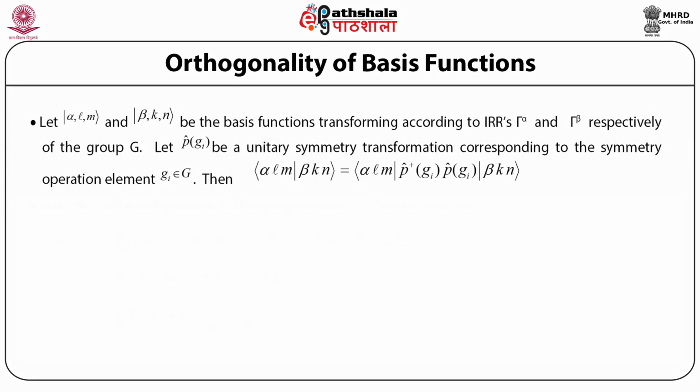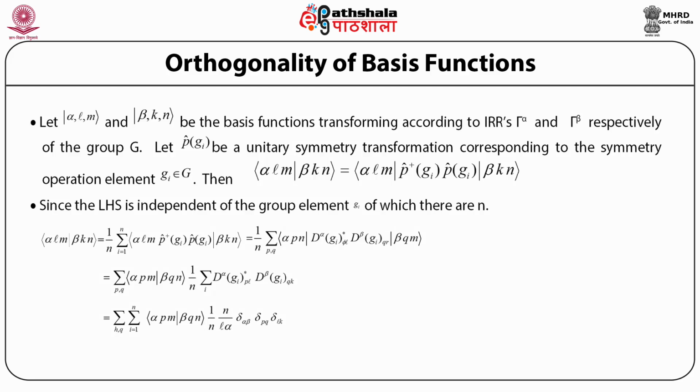Let alpha Lm and beta Km be the basis functions transforming according to the irreducible representations gamma alpha and gamma beta respectively of the group G. Let P hat Gi be a unitary symmetry transformation corresponding to the symmetry operation element Gi belonging to the group G. Then the scalar product of these basis functions alpha Lm and beta Kn is equal to alpha Lm P hat dagger Gi into P hat Gi beta Kn. Thus the left hand side is independent of the group element.